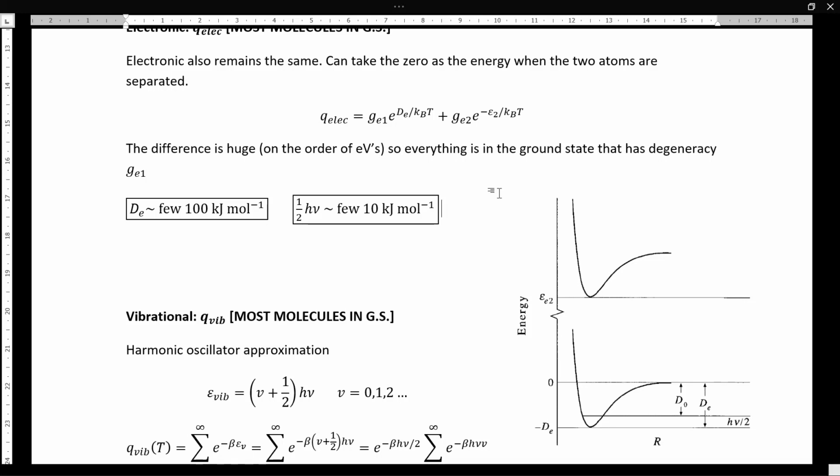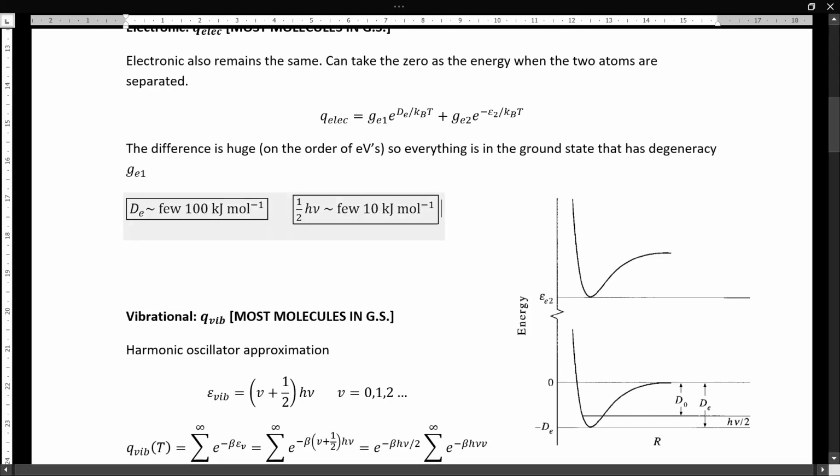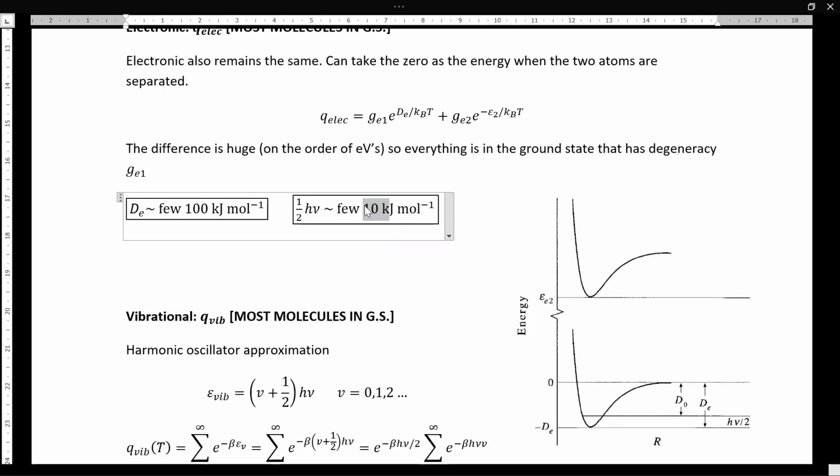And if you think of the difference between D naught and D, then it's a few tens of kilojoules per mole. So it could be 20, 30. It depends on the system, of course. All right.